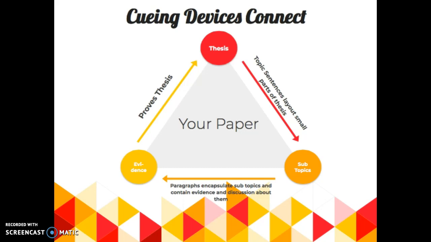your thesis. Topic sentences connect your thesis to your subtopics, which are detailed in smaller sections of your essay or paragraphs. These encapsulate individual topics and also contain explanations of these points and evidence that backs them up. And that evidence, of course, proves your thesis. In this way, cueing devices, if used properly, ensure that everything from each paragraph to each small piece of evidence is directly relevant to the thesis statement. They tie everything together.